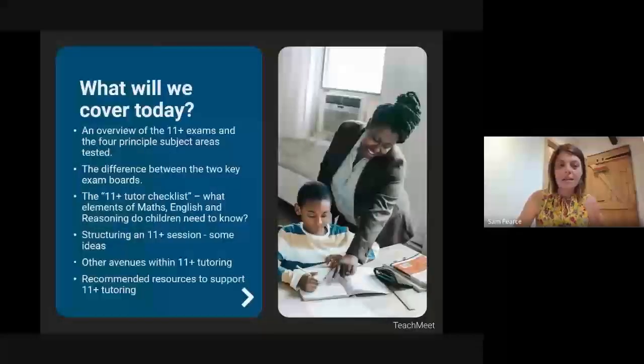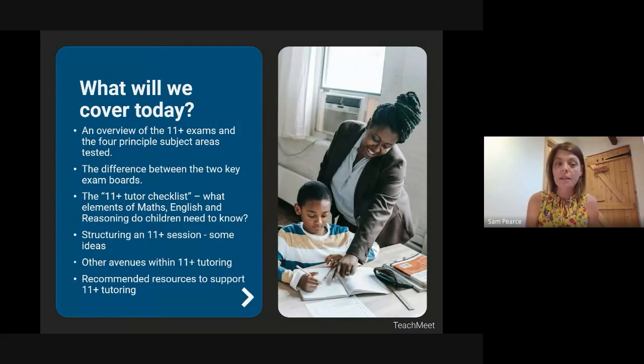So let's get started. What are we going to cover today? Well, essentially today's session is going to be split into three main segments. First of all, we're going to have a look at the 11+ exams in general. We're going to look at when they take place in the year, how they're run, what format they come in, and what the key principal subject areas are that are covered throughout those exams. And within that section, we're also going to look at the difference between the two main exam boards.